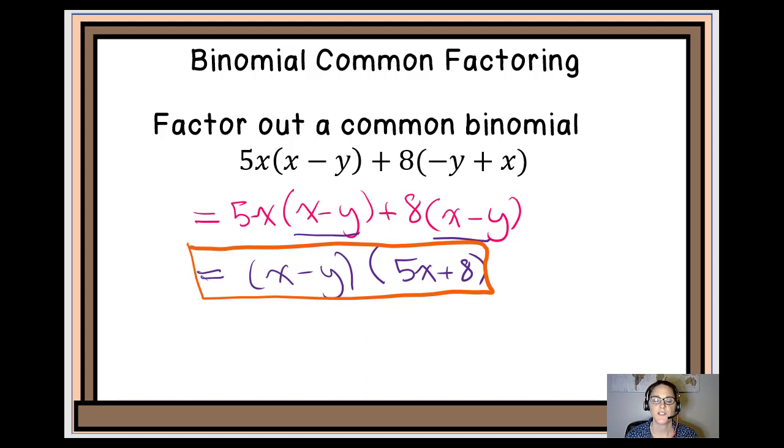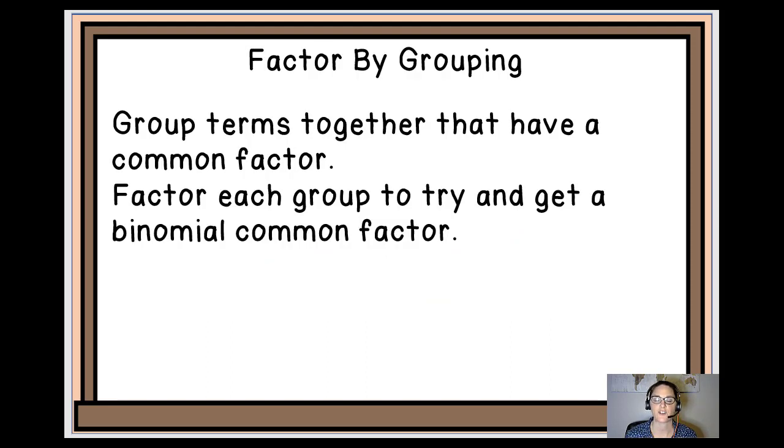Okay, the last series of questions we're going to look at is factoring by grouping. So we're going to group terms together that have a common factor. So we're going to factor each group to try to get a binomial common factor, just like the previous series of questions that we looked at.